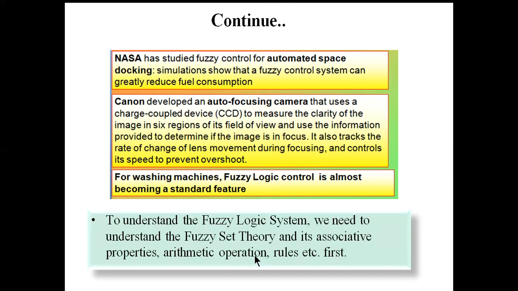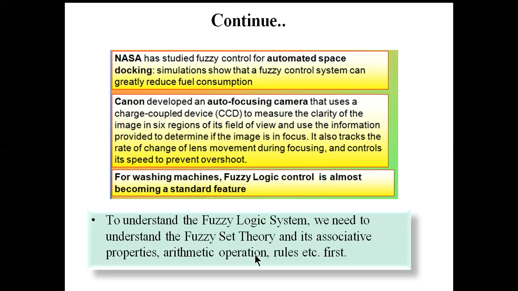And very interestingly, NASA recently used fuzzy control for autonomous space docking, where simulation shows that a fuzzy control system can greatly reduce the fuel consumption during the automated space docking. Okay, and later Canon developed an autofocusing camera where they use fuzzy logic control for this purpose.